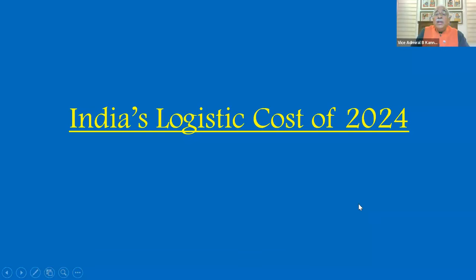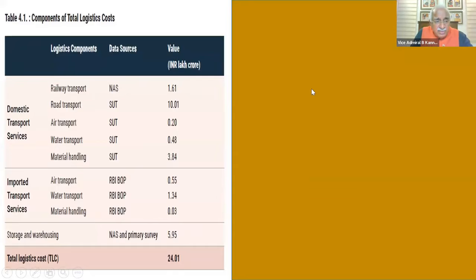So logistic cost has to be reduced. In 2024, the government found out what your logistic cost is. They added up how much railway spend, how much water transport, how much road transport, etc. And finally, it came to 24 lakh crores. We as a country have spent 24 lakh crores as logistic cost, be it for steel, cement, vegetables, furniture, pharmaceuticals, whatever it is. You add up all the costs incurred by different industries, India has spent 24 lakh crores.